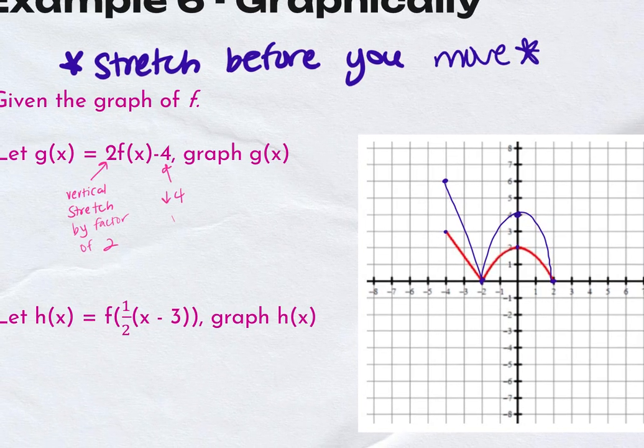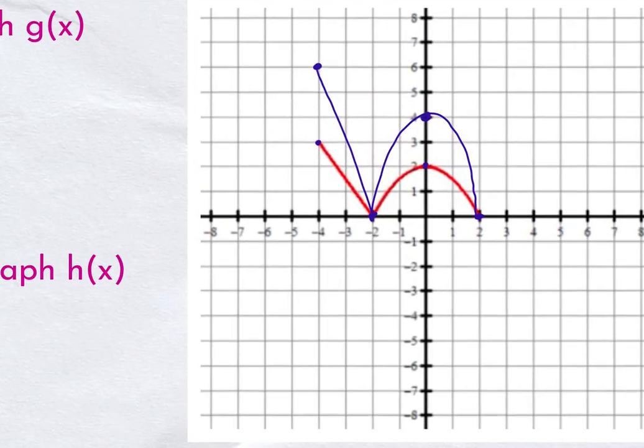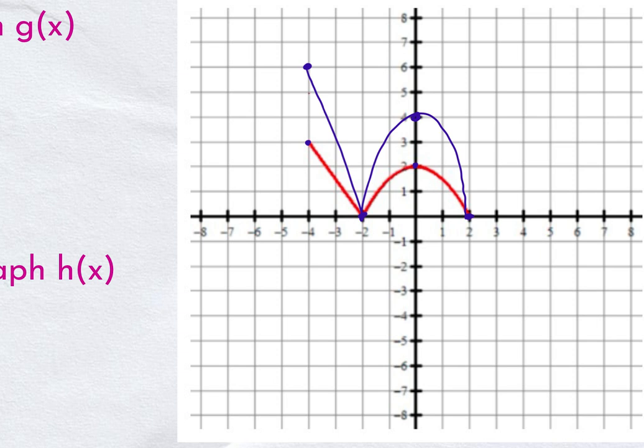Then we move. Everything gets shifted down 4 places. So I'd go down 1, 2, 3, 4. 1, 2, 3, 4. 1, 2, 3, 4. And my final translation is here.